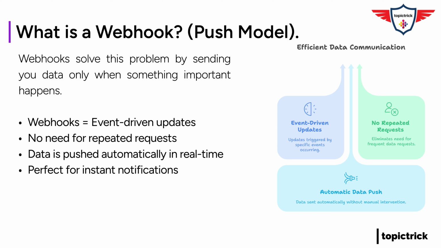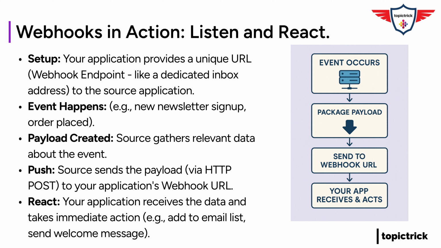So when something happens in that source application, like, say, someone signs up for your newsletter, it gathers the relevant information about that event. We call this the payload. It's the actual data about what happened, like the new subscriber's email address. And my application is just sitting there listening at its special URL, waiting for these notifications. Yep. And when that new subscriber event happens, the source application packages this payload and sends it as an HTTP request, usually a POST request, to your unique endpoint.